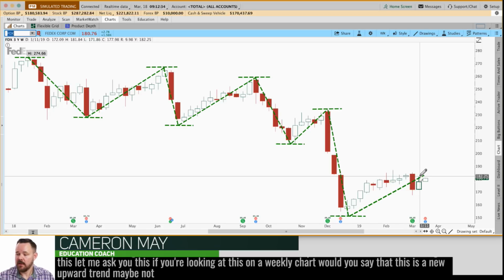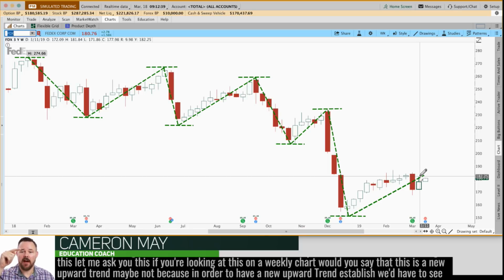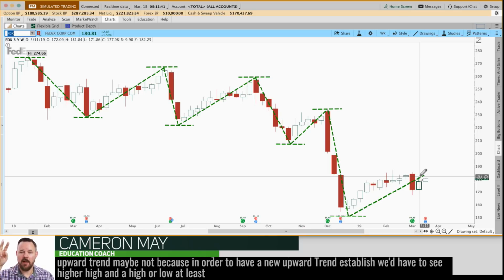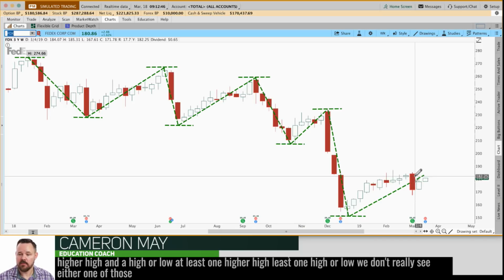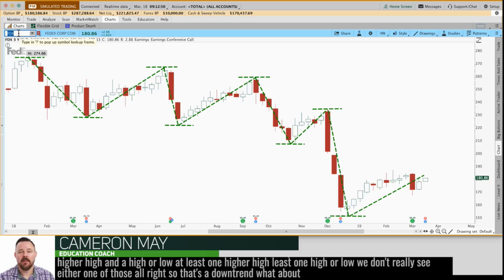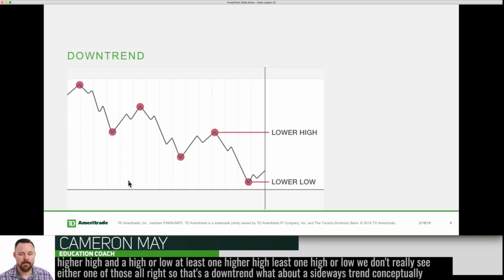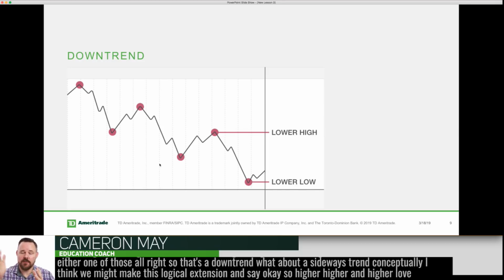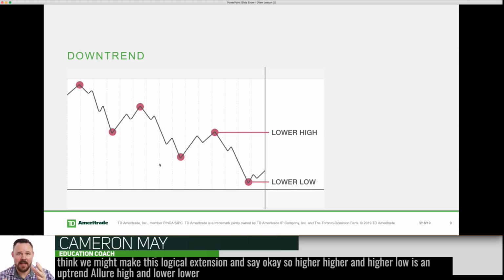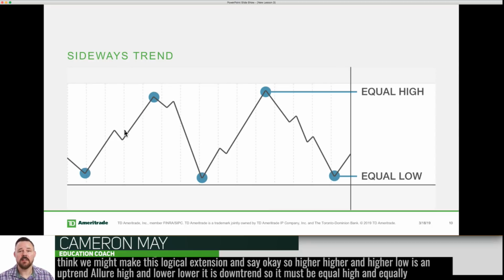Maybe not. Because in order to have a new upward trend established, we'd have to see a higher high and a higher low. At least one higher high, at least one higher low. We don't really see either one of those. All right? So that's a downtrend. What about a sideways trend? Conceptually, I think we might make this logical extension and say, okay, so a higher high and a higher low is an uptrend. A lower high and a lower low is a downtrend. So it must be equal high and equal low for a sideways trend.